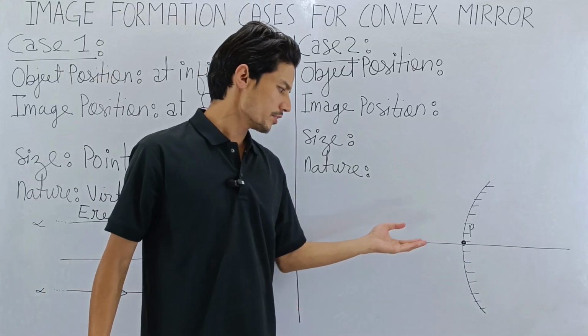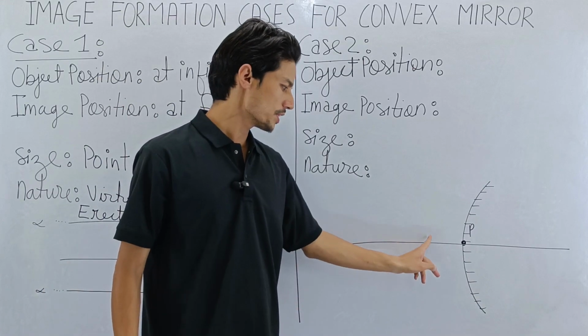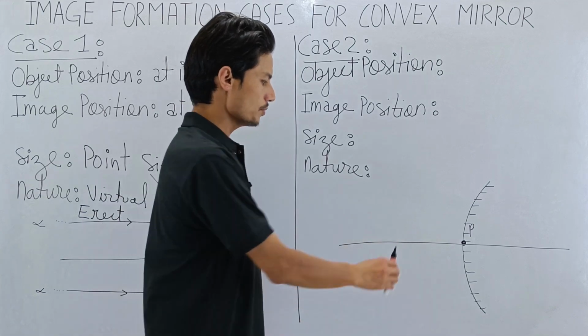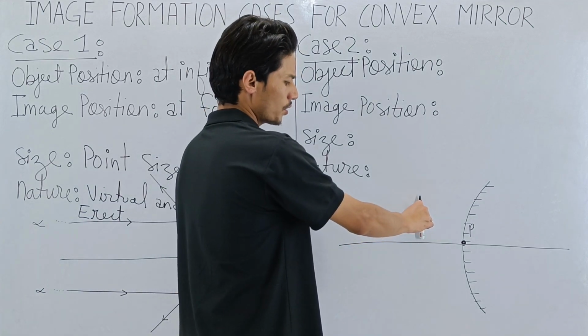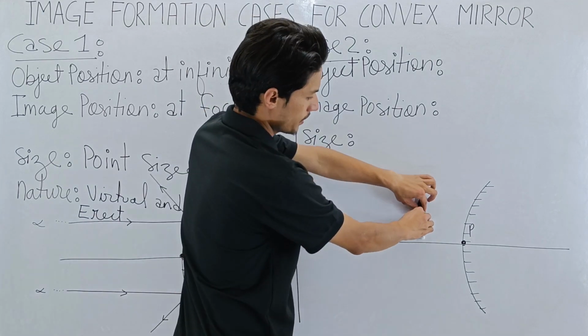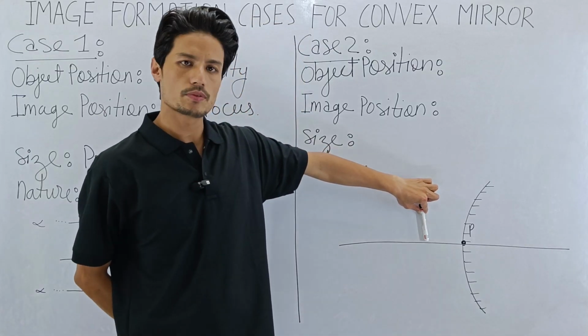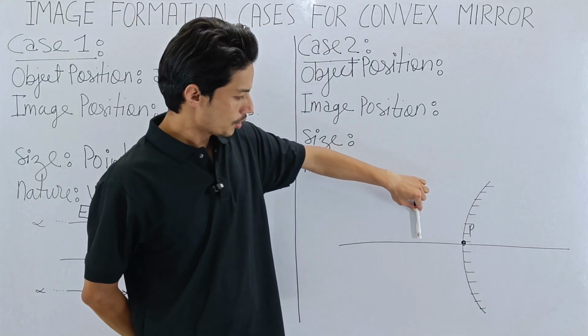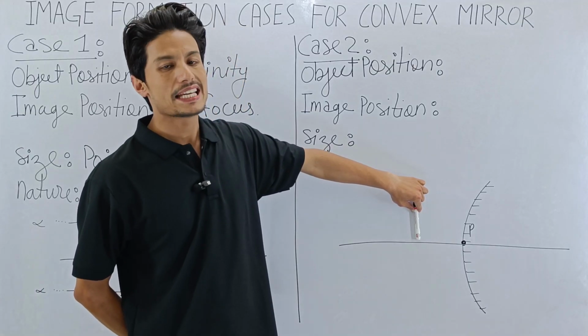But we are not going to mention where the object is kept. No need to mention that the object is kept at F or C. So I will not draw anything here. Let it be anywhere here. So how will we write the object position? We will just simply write in front of the mirror. So the mirror is here and the object is here. So what do we write? We just write in front of the mirror.